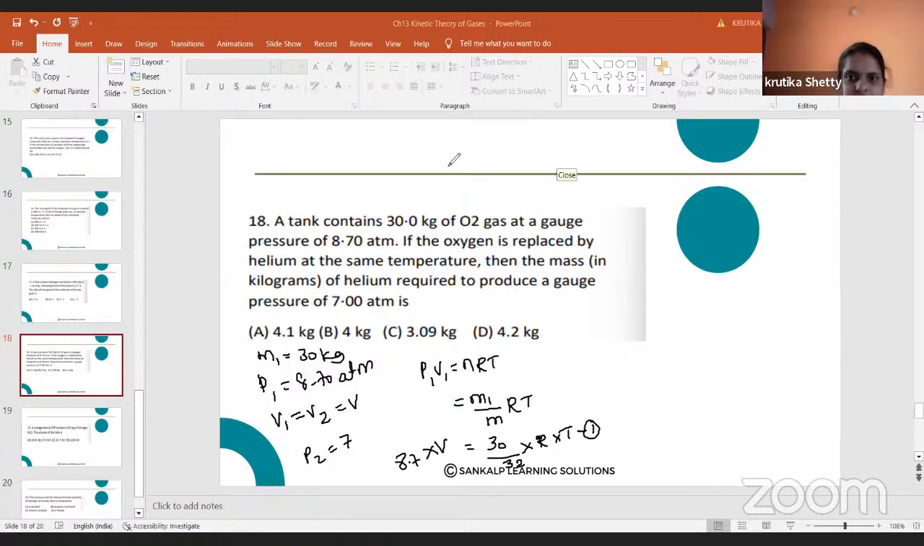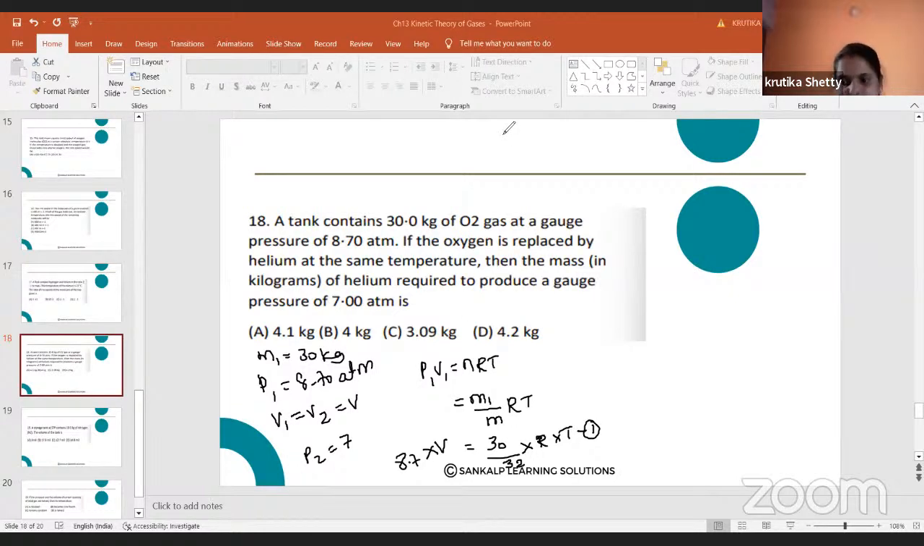Okay, I'll check that one, previous one. Okay, so P1 V1 is equal to nRT, therefore it is M1 by M is equal to RT. M1 is 30 and M is 32 for oxygen. This is R into T. I hope this is clear. This is for oxygen atom. Similarly, you write it for helium atom. Then you take the ratio, you will get the answer.